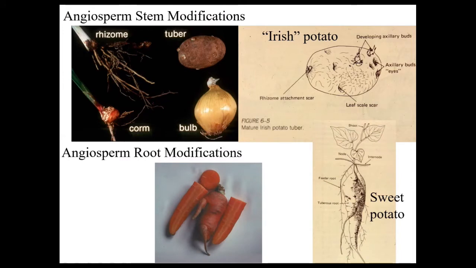Okay, now sweet potato, it doesn't have buds on the storage organ. In fact, the storage organ of the carbohydrate in the sweet potato is the root. The storage organ of the carbohydrate in the Irish potato is the stem, or one of the stems. And of course, the carrot is a storage organ down here. We're putting out lateral roots.